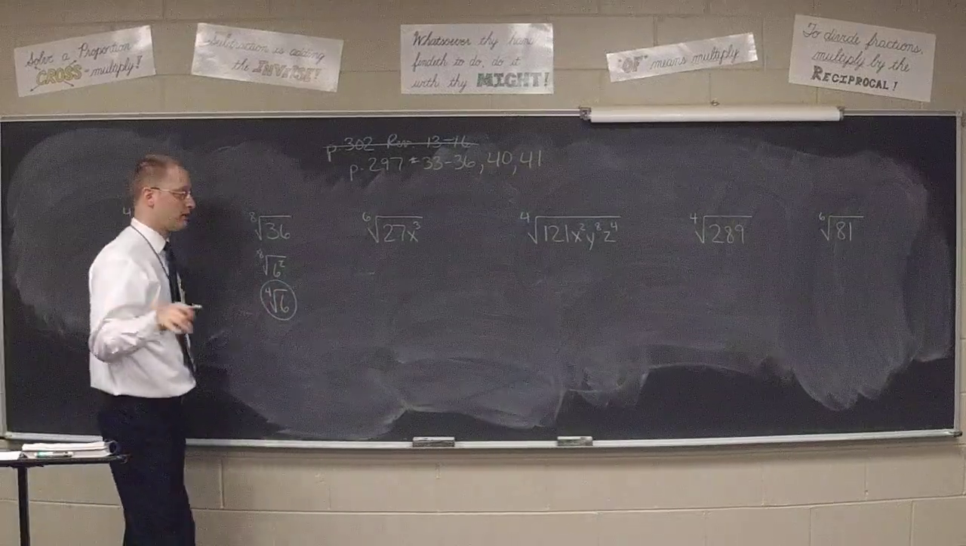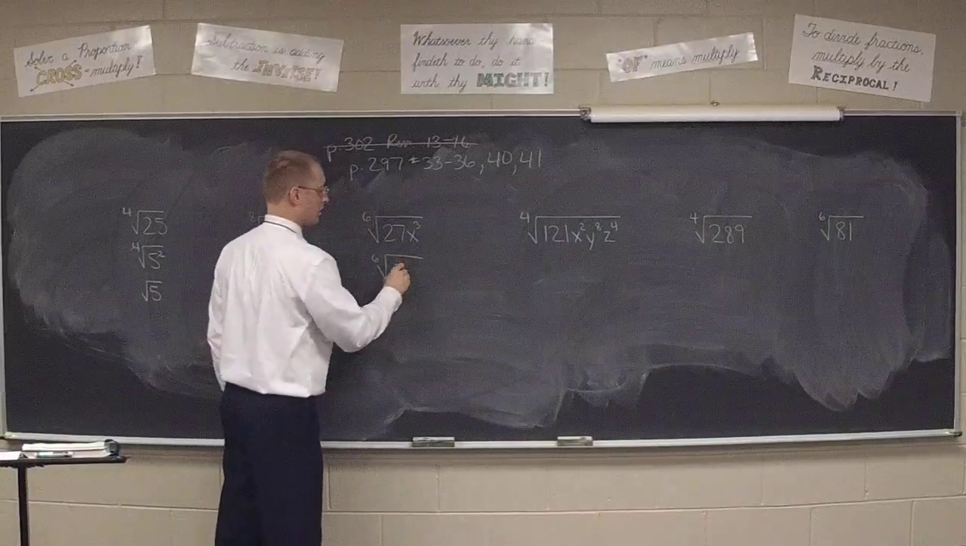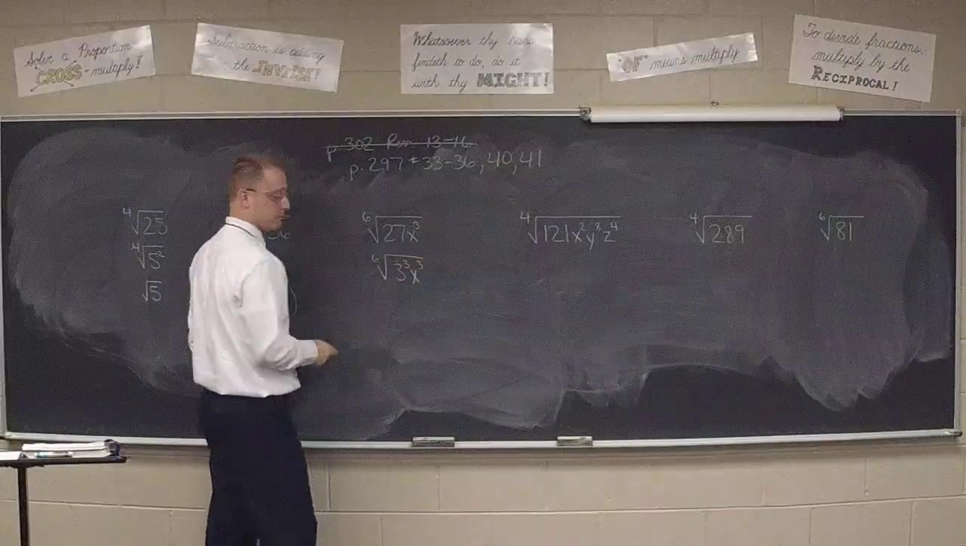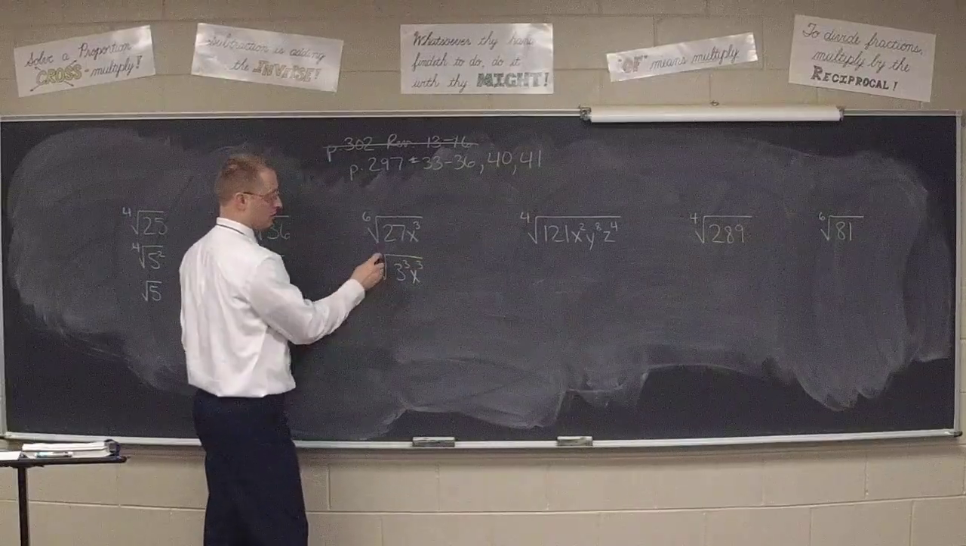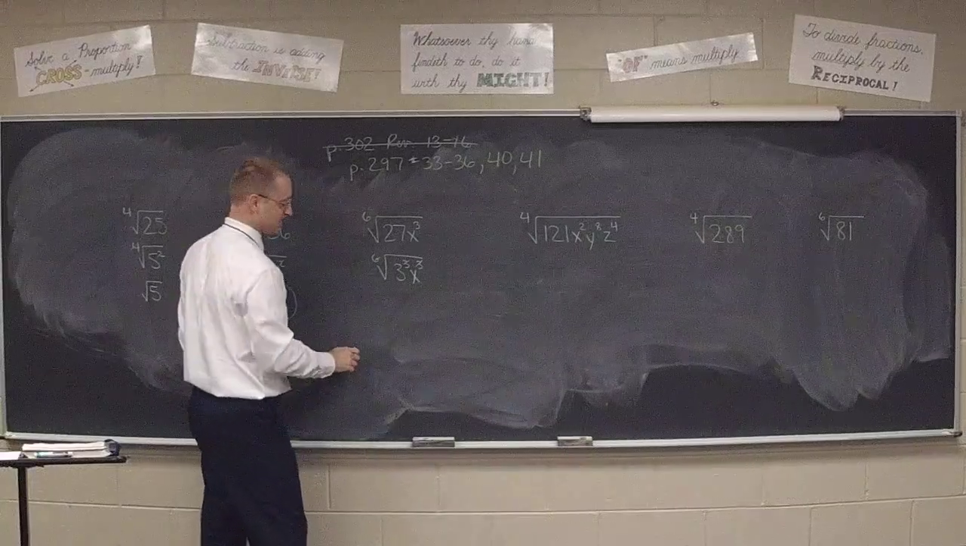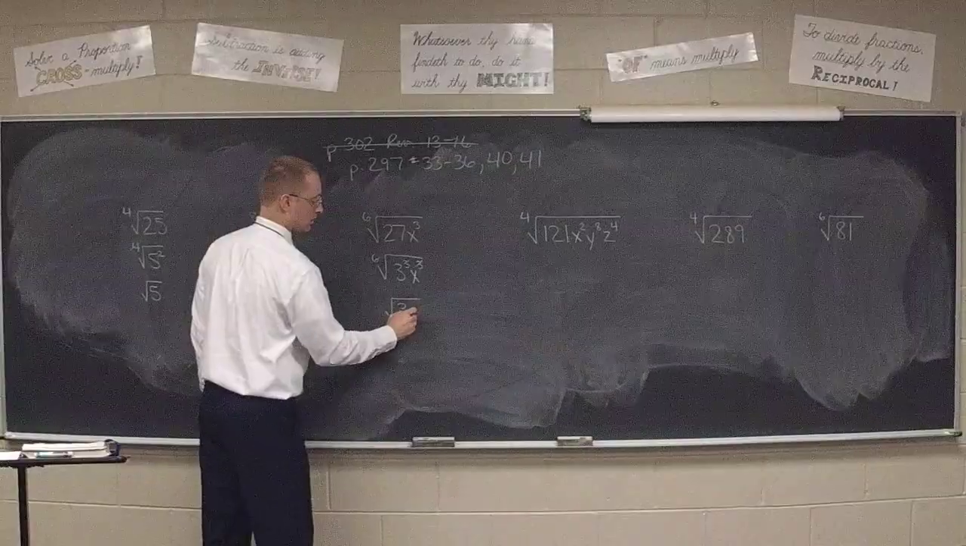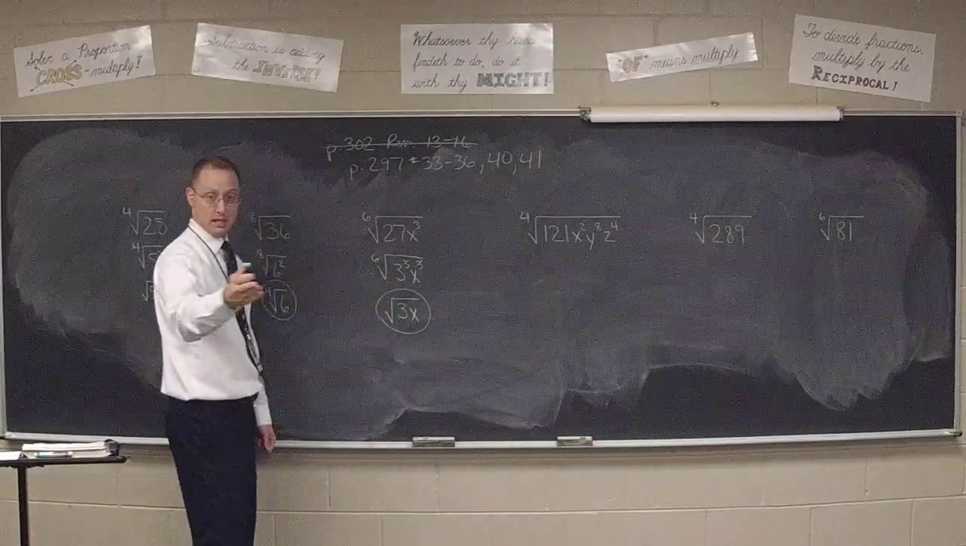On the next one, Brecken. 27 to 30. All right. Take the 3 out of everything. Well, not this one, right? Like the little ones, okay? There we go. We get the square root of 3x.